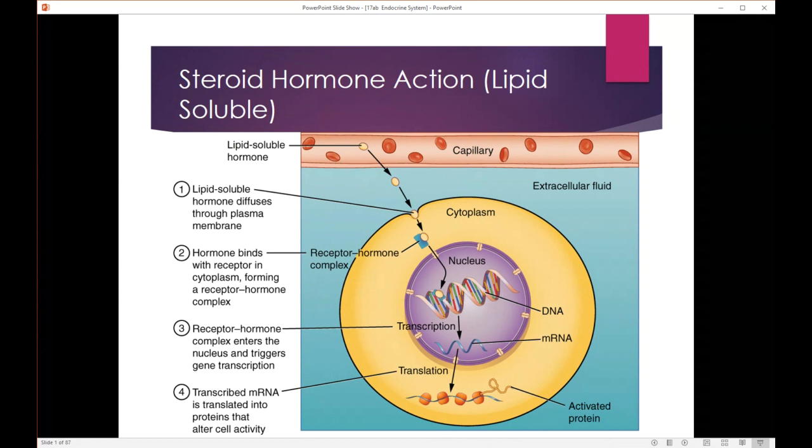Remember, when we're going to make a protein, we have to go through transcription, because that's going to copy our DNA into messenger RNA. And then we can do translation, where that messenger RNA is going to be translated into proteins. Those proteins can be activated and they can alter that cell's activity.